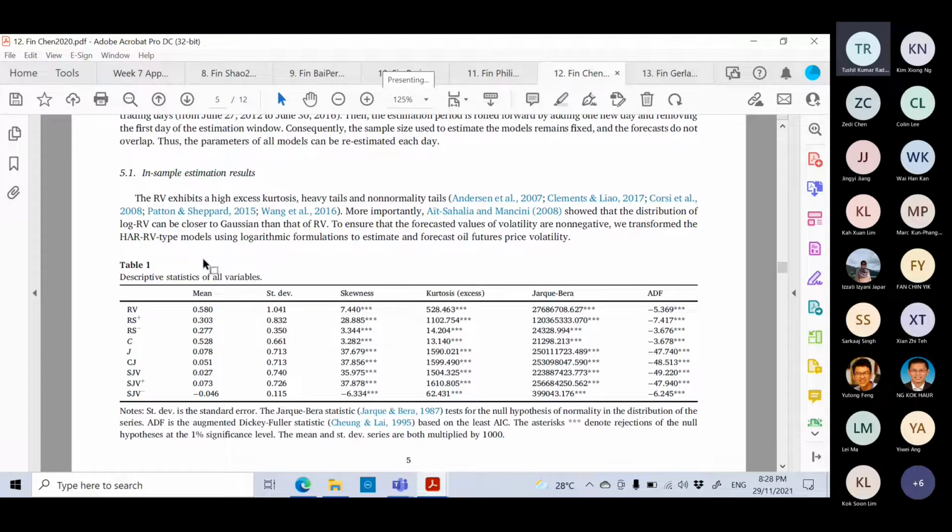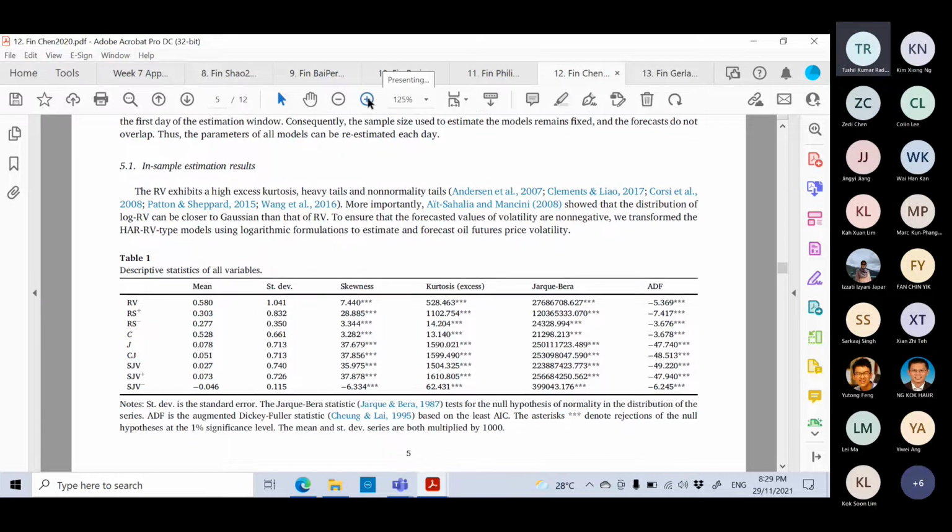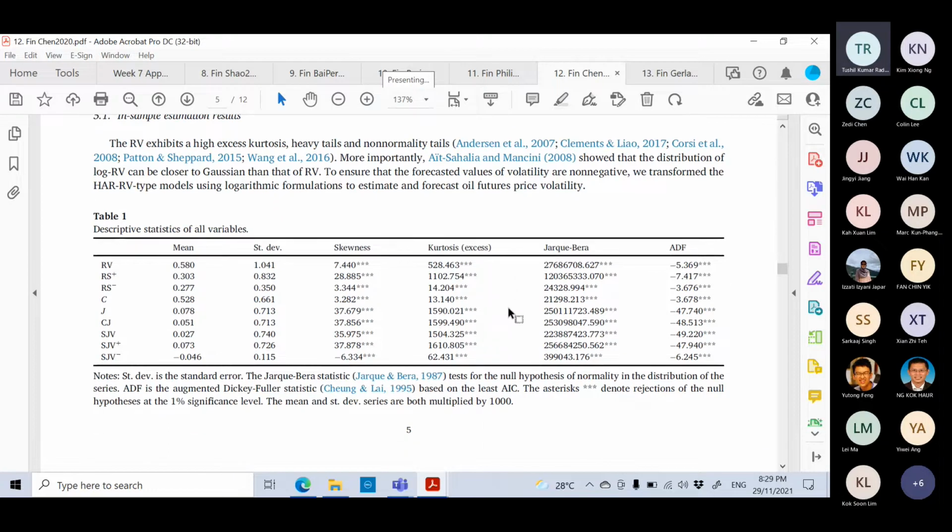The HAR model is a financial time series model. They are using the realized measure, and then they provide all the summary statistics here. All these stars show you whether the results are significant or not significant. They have carried out the hypothesis tests to test it out.